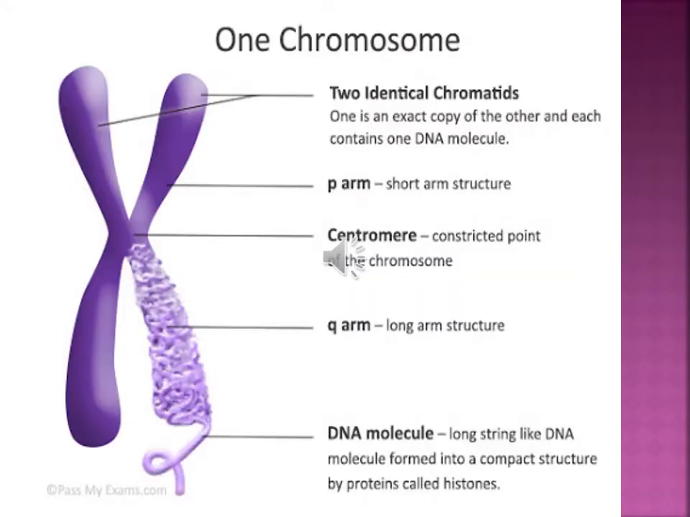This is the structure of a chromosome. The top of the two parts is the P arm, the short arm. Then down is the Q arm, the long arm. Then the top has the two identical chromatids, the sister chromatids. The last portion is the DNA molecule, a long string-like DNA molecule formed into a compact structure by proteins called histones. So this carries the genetic characteristics.